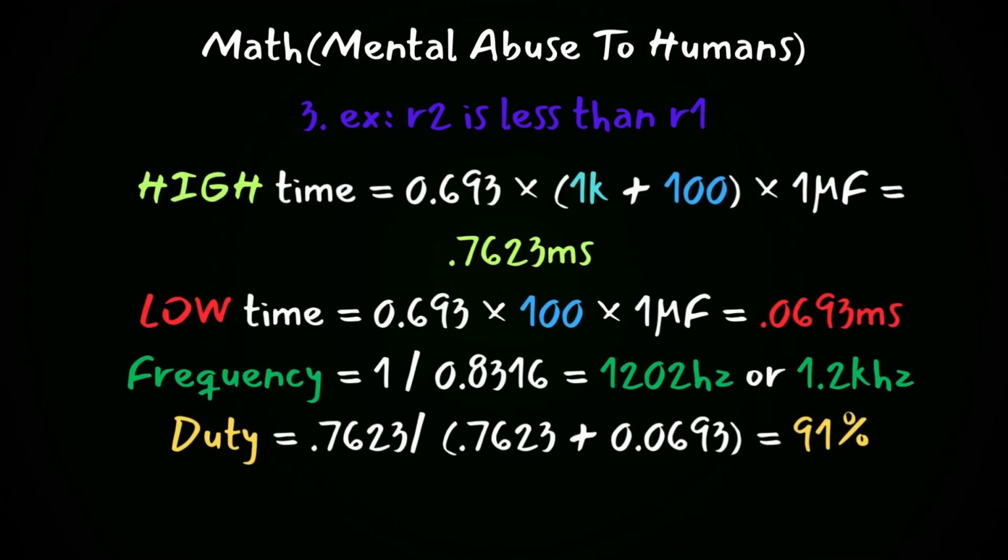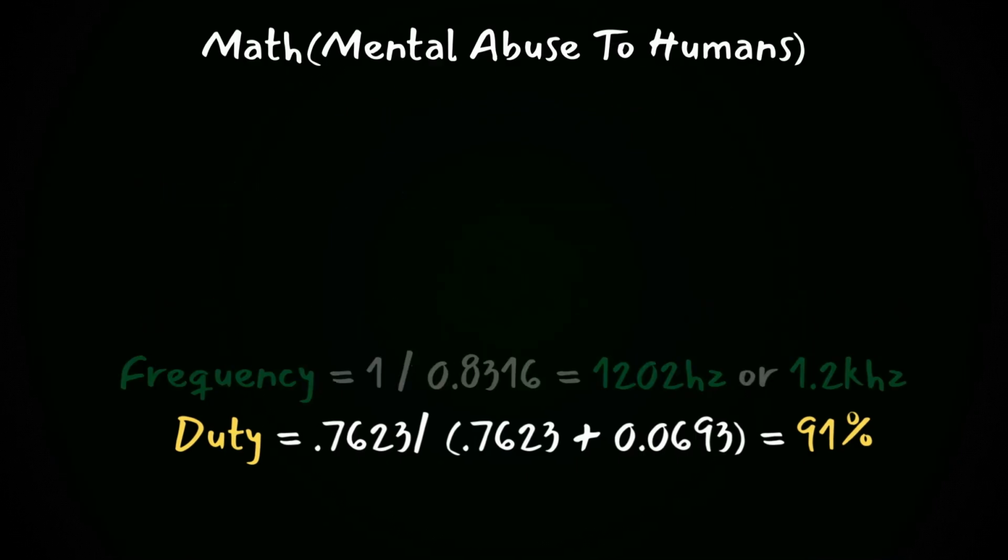In the final example, R2 is lower than R1. So, let's decrease R2 to 100 ohms. This will give you a high time of 0.7623 milliseconds, and the low time will be 0.0693 milliseconds. This gives you a frequency of 1202 Hertz or 1.2 kHz and a duty cycle of 91%.